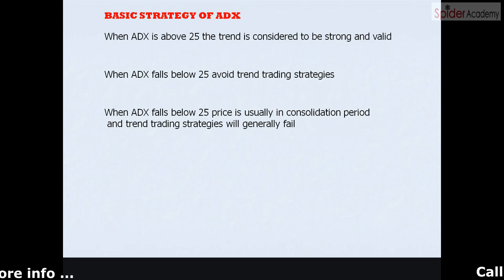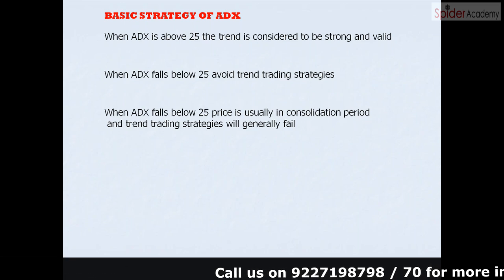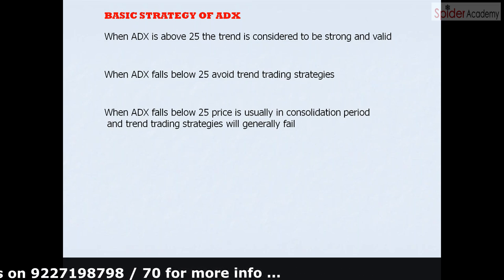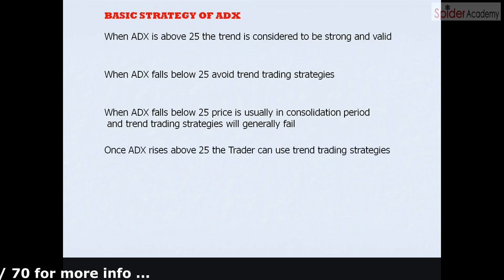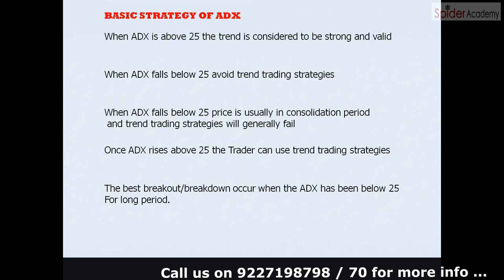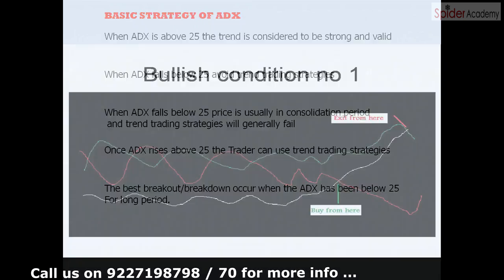When ADX falls below 25, it is usually a consolidation period and trend trading strategies will fail. So we have defined 25 के ऊपर आएगा तभी अपने को ट्रेड करना है, 25 के नीचे इज नो ट्रेडिंग जोन. Best breakout and breakdown occur when the ADX is above 25 because above 25 gives strength to the trend.